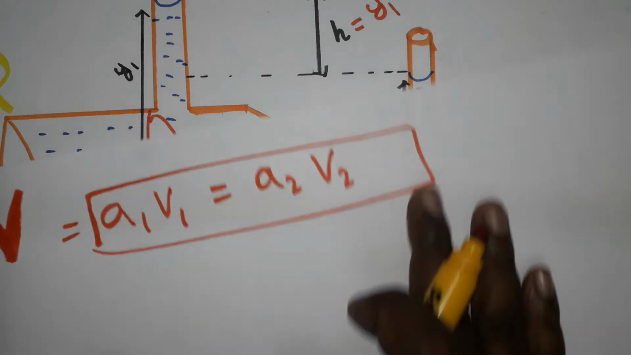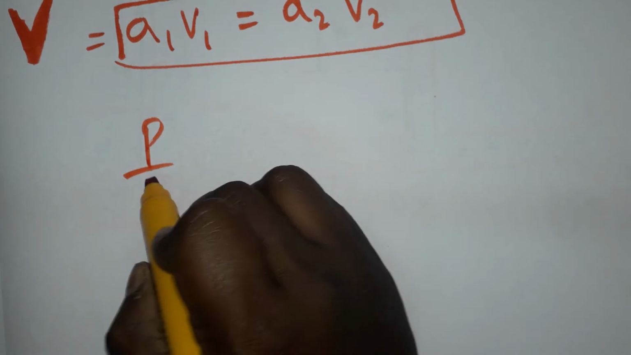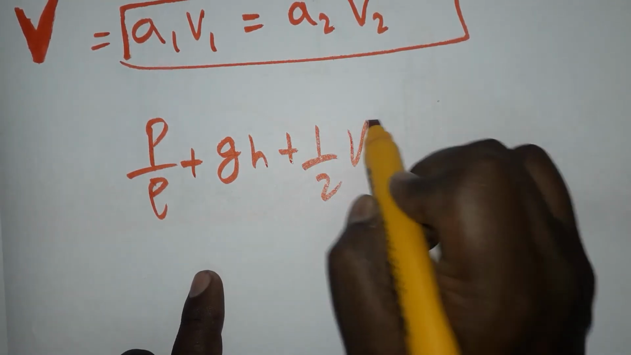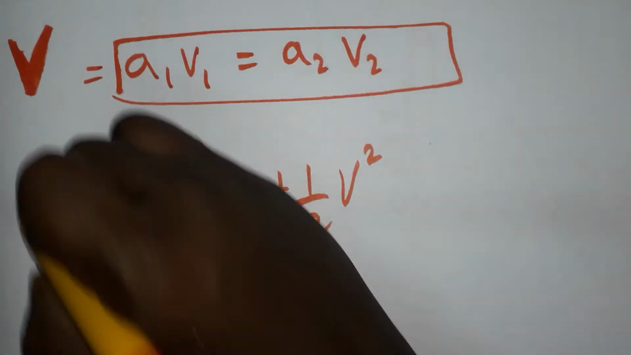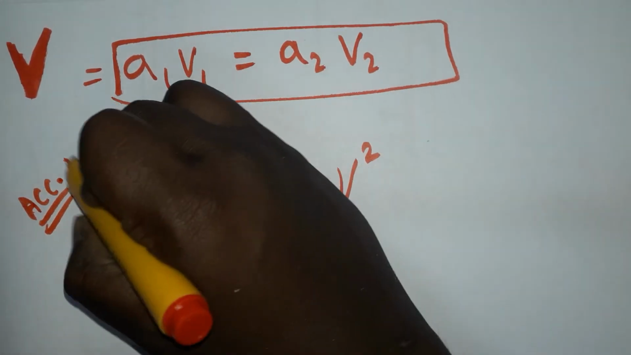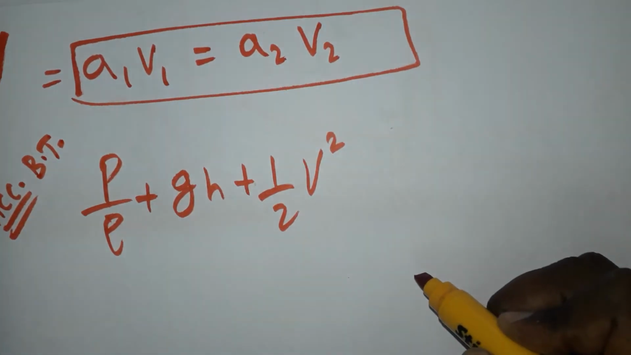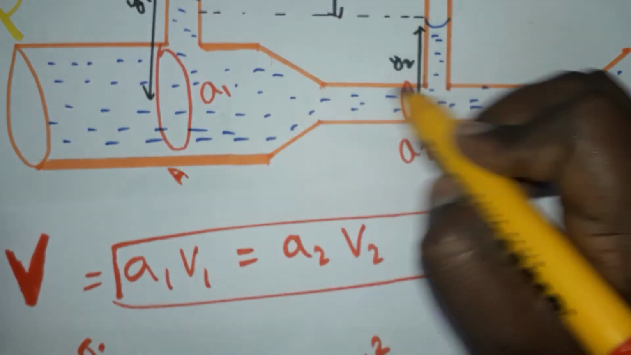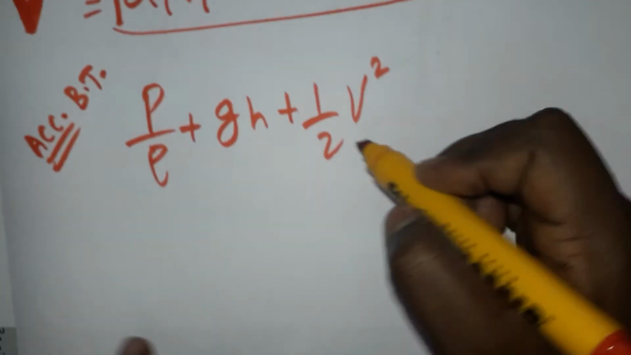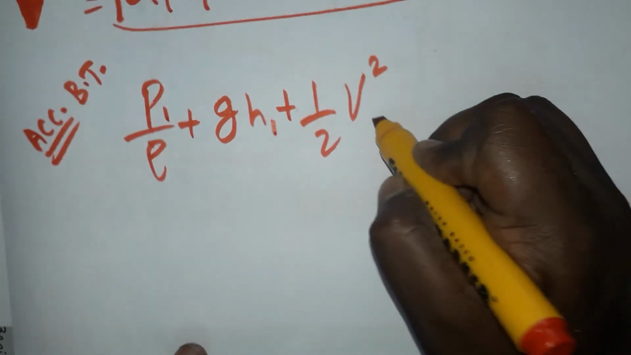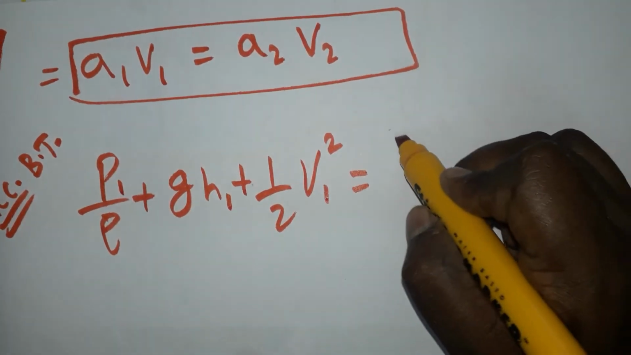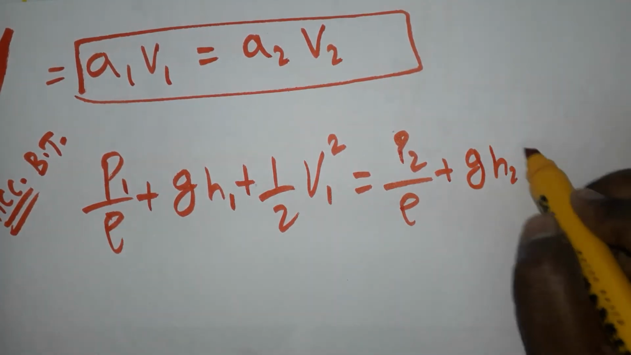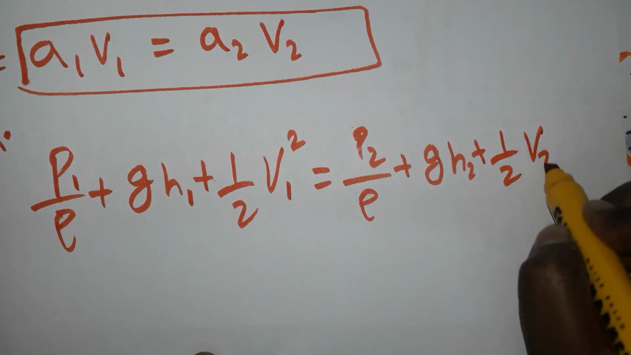As we know, Bernoulli's theorem: P by rho plus GH plus half V square. This is Bernoulli's theorem. According to Bernoulli's theorem, we take this equation. At this point I take one end as A, and this as B, two points. At point A: P1, H1, V1. And at point B: P2 by rho plus G H2 plus half V2 square.